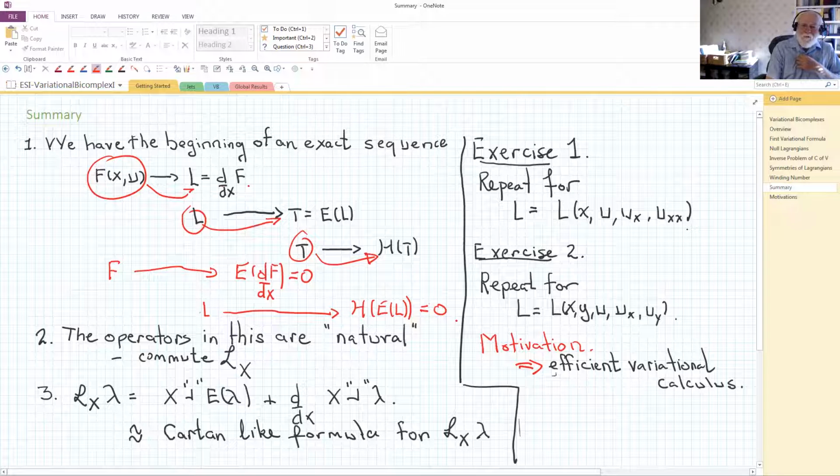So even in the simplest problem in the calculus of variations, we have this little exact sequence arising, and that's one of the things that we're going to try and generalize today.